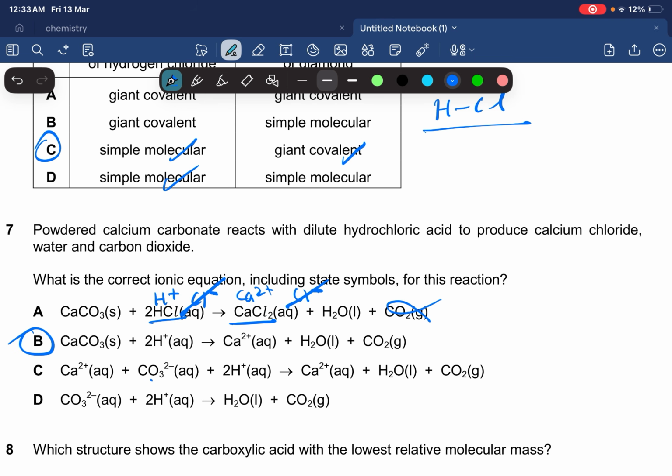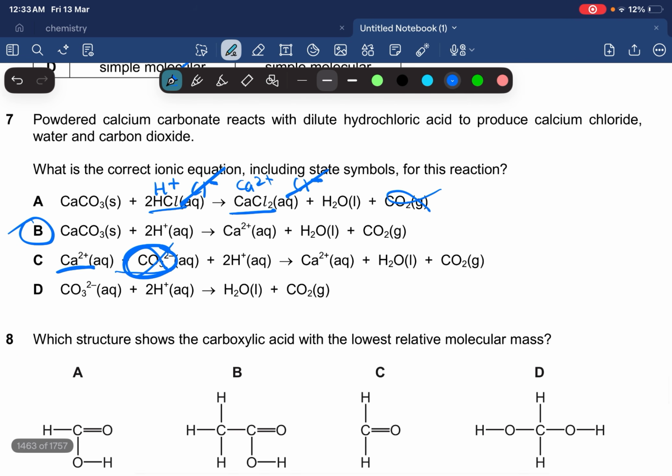Option C is again incorrect because calcium carbonate is not going to dissociate. Over there, they've shown that calcium and carbonate decompose. No. When you have something that's insoluble, it doesn't decompose. And the last one again doesn't make much sense, because calcium carbonate has to be shown like a solid because it doesn't decompose.